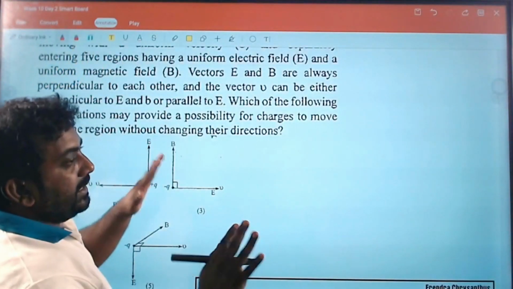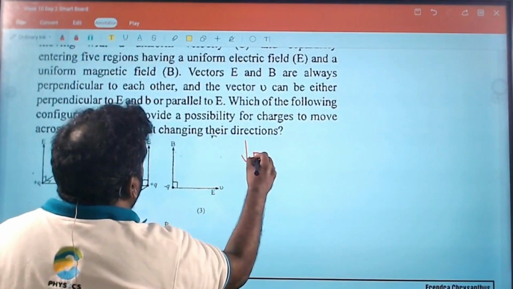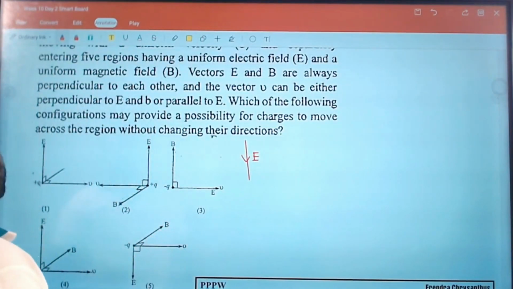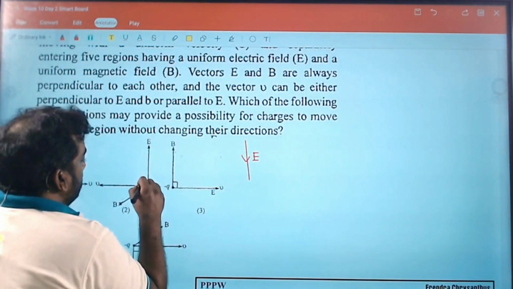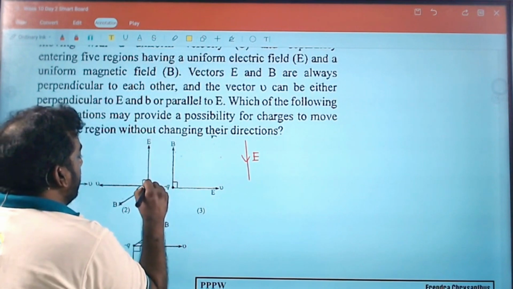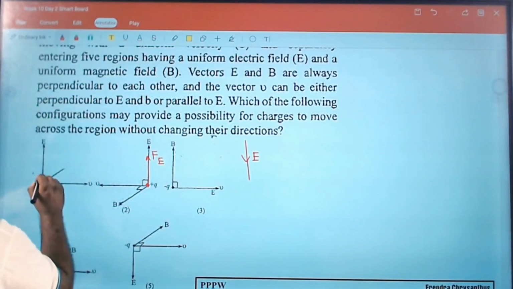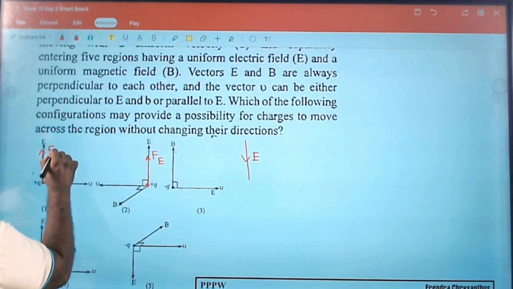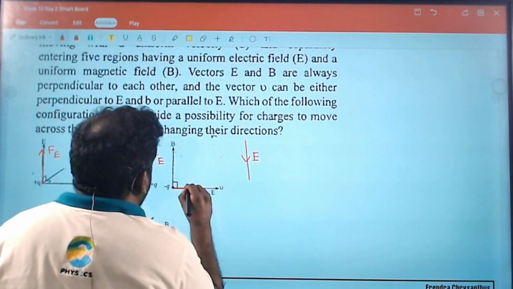So without changing direction means guaranteed very simple. Electric field and magnetic field should be perpendicular to each other. Now if I look at this, field is in that direction. So positive charge will be attracted towards the negative plate. So here electric force is in that direction. Here electric force is in that direction. Here electric force will be in the opposite direction.